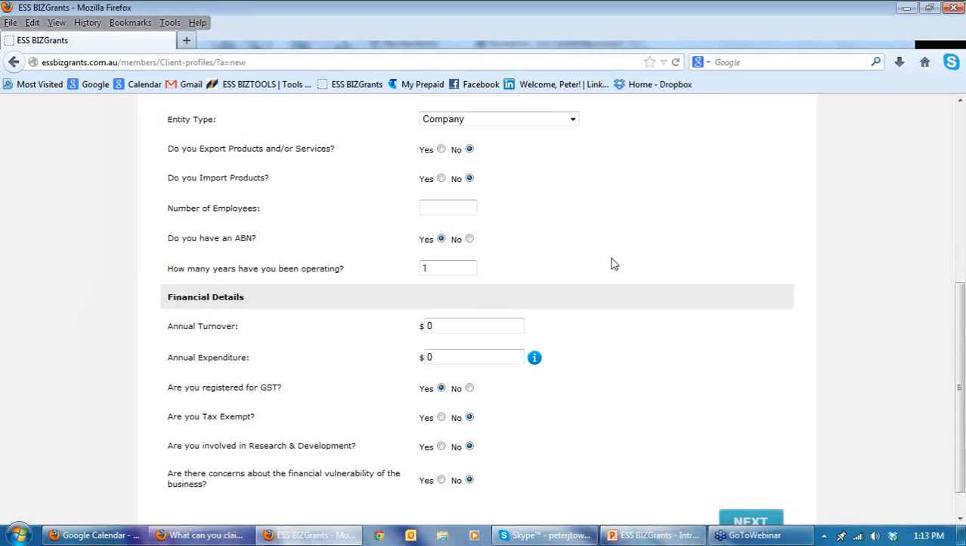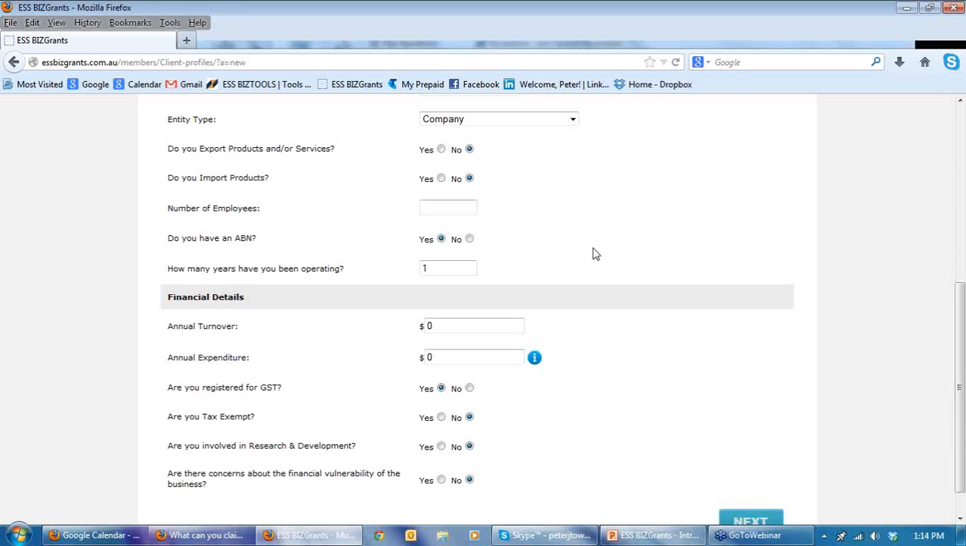ESS BIZGrants has been prepared to service small medium enterprises. So if an applicant does not have an ABN, they will not be shown any grants, because this system is geared towards small medium enterprises and they all need an ABN. All the grants that we're displaying in this product are suitable for small medium enterprises. So we have no grants included in ESS BIZGrants for charities or not-for-profits.